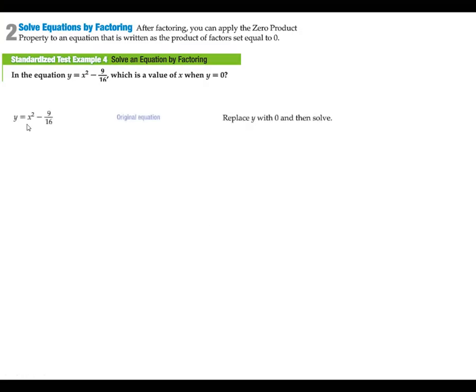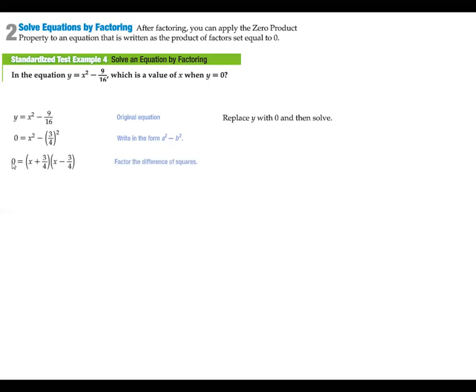So here's our original equation, x squared minus 9/16, set equal to 0. Now don't let the 9/16 scare you. There's a hint that it's x squared minus something, so it's going to be a difference of squares. Can you write 9/16 as something squared? Yeah, it's 3/4 squared. So then that factors into x plus 3/4 times x minus 3/4.